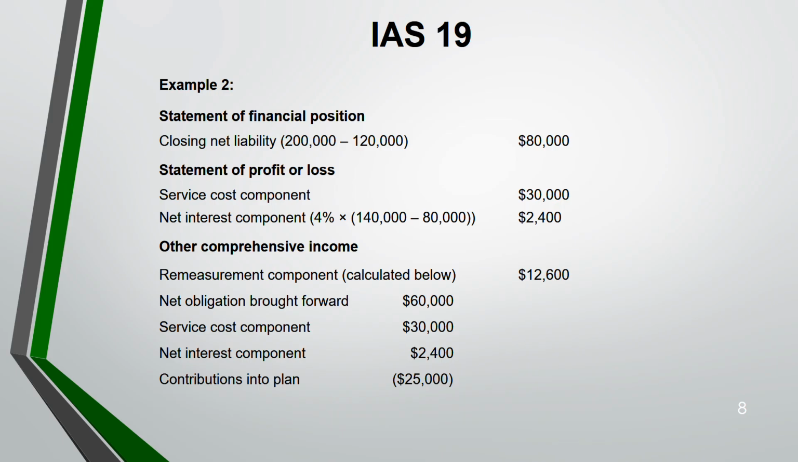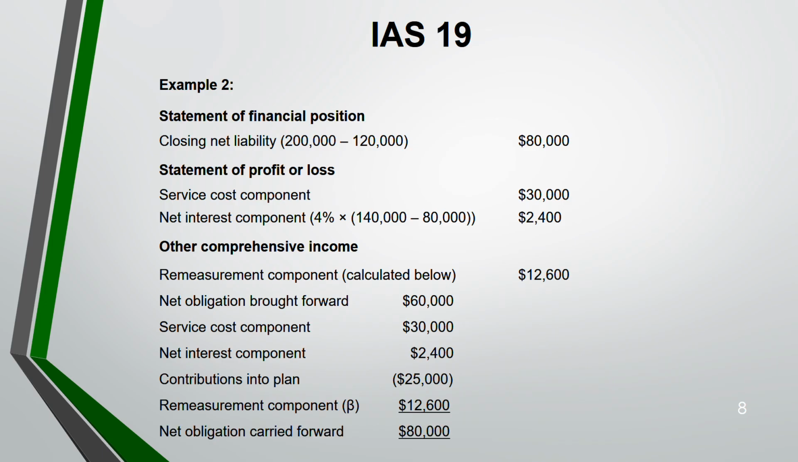You understand? Service cost you will add. Net interest you will add. Contribution you will deduct. Okay. And remeasurement component is a balancing figure because you have been given the carried forward balance. So how? Simply take your present value at 31st December and fair value at 31st December. Just take the difference. Here also present value is more. 200 minus 120. Difference is 80,000. Okay. So it's a net obligation. So remeasurement component is simply the balancing figure, which will go in your other comprehensive income. Knowing this much is enough for IAS 19.